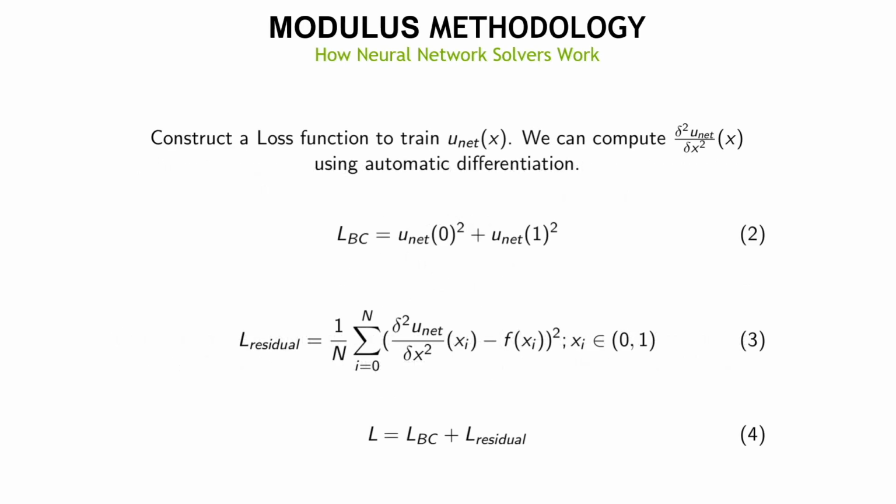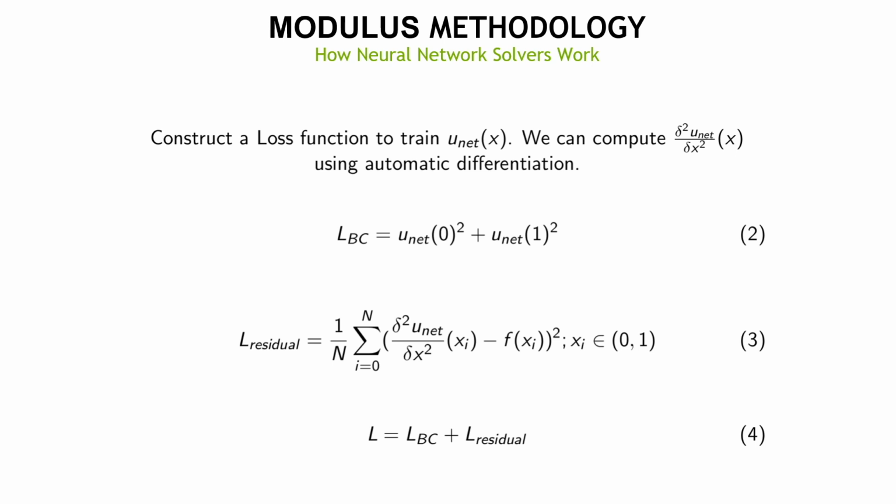So once we have the neural network in place, we can construct the loss function that we want to minimize. The loss function is constructed in parts. In equation 2, we have encoded the boundary conditions, basically just requiring that the neural network gives an output value of 0 at the domain edges, where x is equal to 0 or 1.